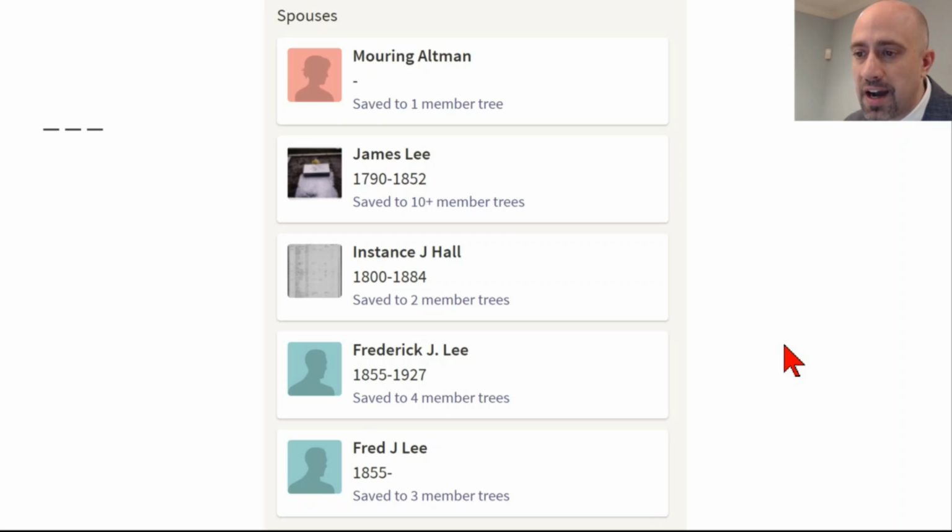We have a list of 5 spouses in this DNA circle, Mourning Altman and 4 others. Cinderella was only married to James Lee. She was not married to Instance Hall or Frederick Lee or Miss Altman.